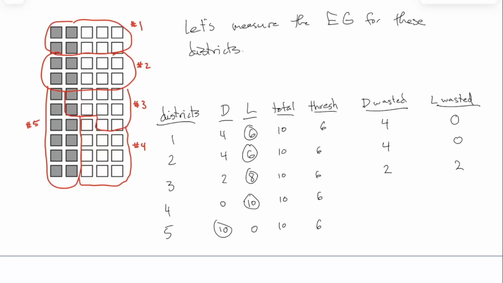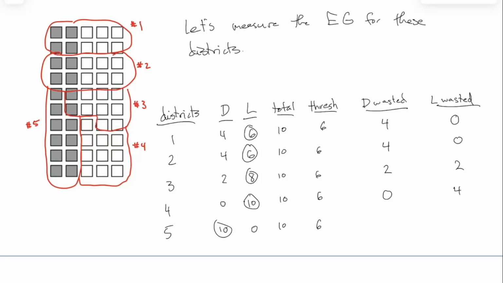Next line, we have D's got 0, L's got 10. Every vote for the loser is wasted, so these 0 become 0 D wasted. And what do you say for the L? 4. 4, yeah. The L's got 10, but they only needed 6, so that's 4 extra. So the L's wasted 4 on that one.